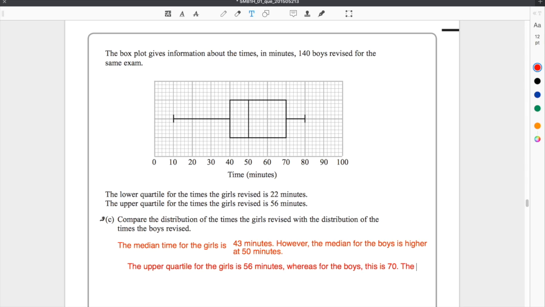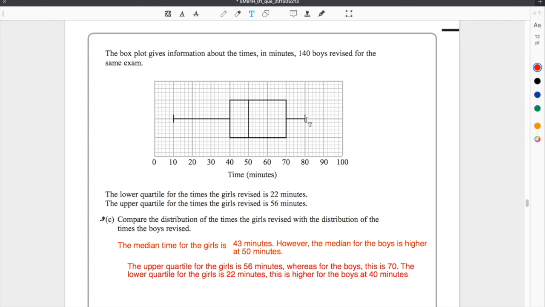The lower quartile for the girls is 22 minutes. This is higher for the boys, and the lower quartile there is 40 minutes. So next, let's compare the interquartile range.